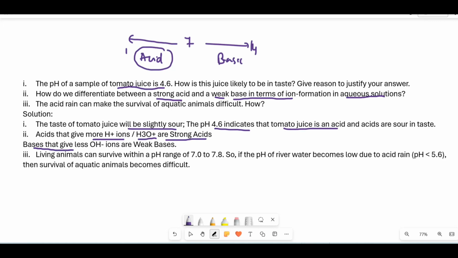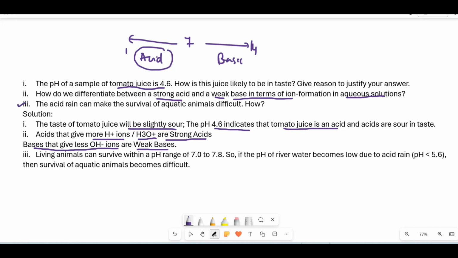Weak bases give fewer OH minus ions. They are weak bases. Okay. Strong acid will give more H plus ions or more hydronium ions, and weak base will give fewer OH minus ions. All this happens when acid and base dissolve in water. So the water solution is called the aqueous solution.